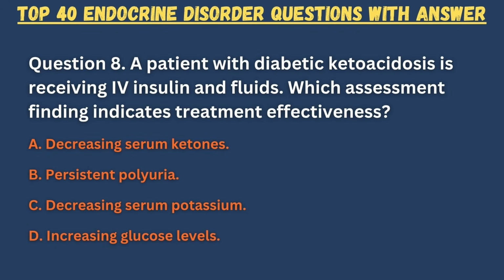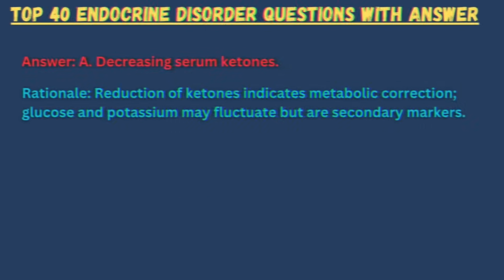Question 8. A patient with diabetic ketoacidosis is receiving IV insulin and fluids. Which assessment finding indicates treatment effectiveness? A. Decreasing serum ketones. B. Persistent polyuria. C. Decreasing serum potassium. D. Increasing glucose levels.